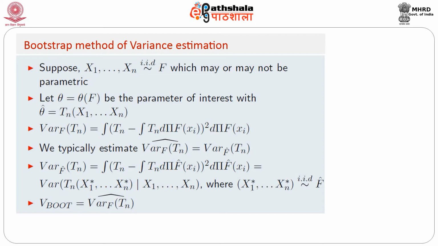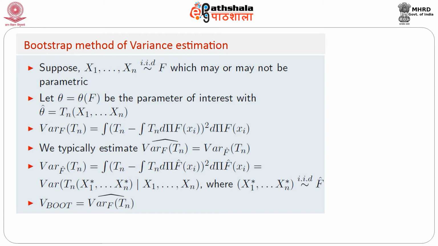As an example, let's see the bootstrap method of variance estimation of a statistic. The problem is as usual: we have a random sample x1, x2, ..., xn which follows IID distribution F, and F may or may not be parametric. Suppose we are interested in theta, which is theta of F, the parameter, and theta hat, which is Tn(x1, ..., xn), is our statistic or estimator. Now, what is the variance of Tn? The variance of Tn is the integral of (Tn minus the integral of Tn dF) squared, dF. That is the simple variance formula.